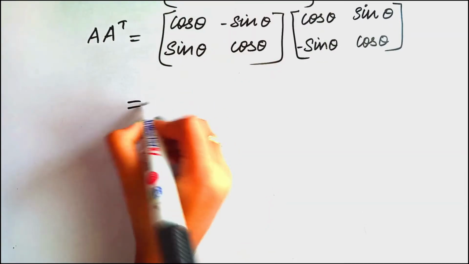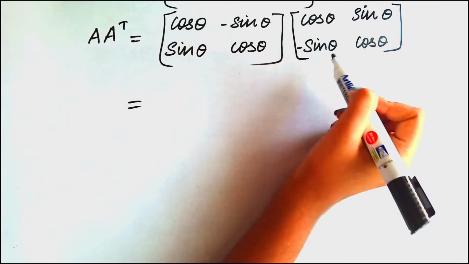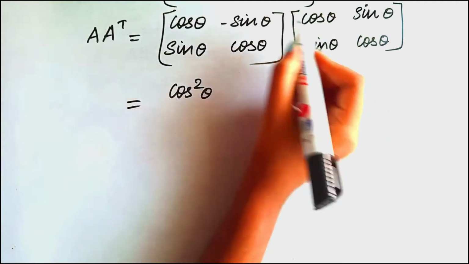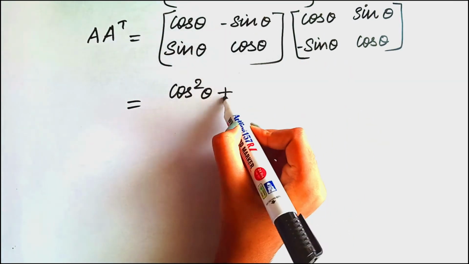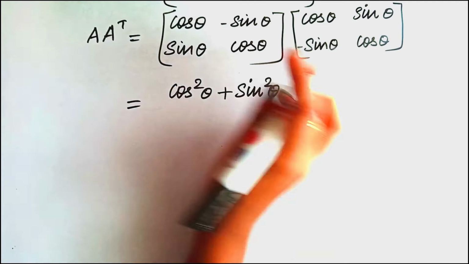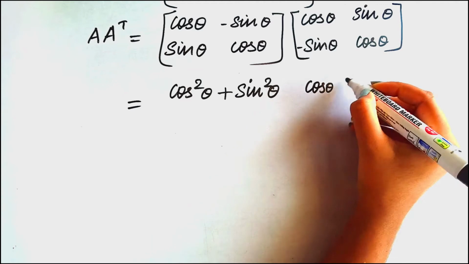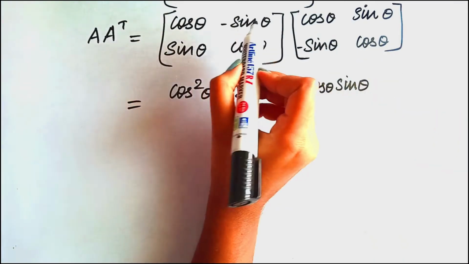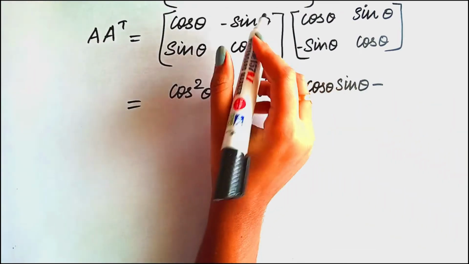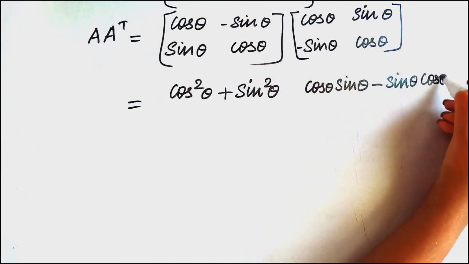For multiplying two matrices, first you take the first row and multiply it with the first column. So cos theta into cos theta, we can write as cos square theta, and then minus into minus we'll get a plus, and sin theta into sin theta gives sin square theta. Similarly, for the first row and the second column, cos theta into sin theta gives cos theta sin theta, and then sin theta into cos theta. Here there's a minus, so let's put a minus symbol here, and then sin theta cos theta.